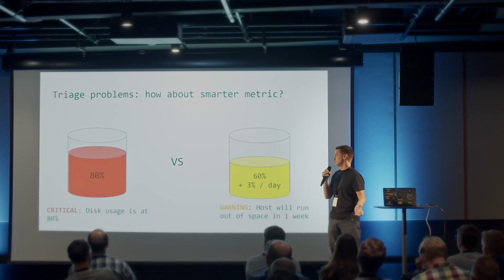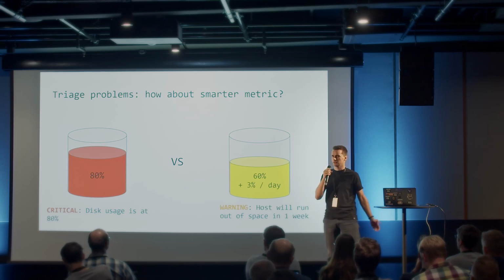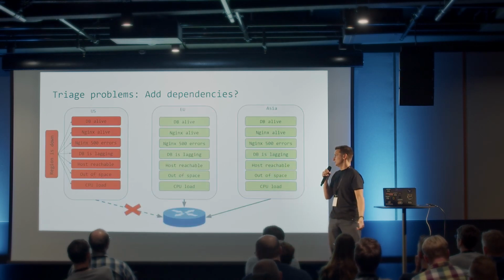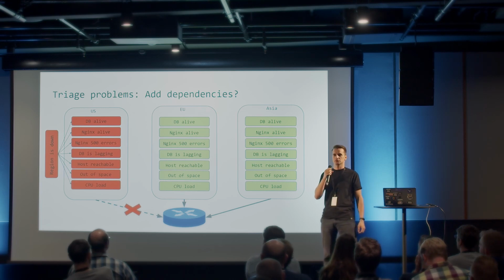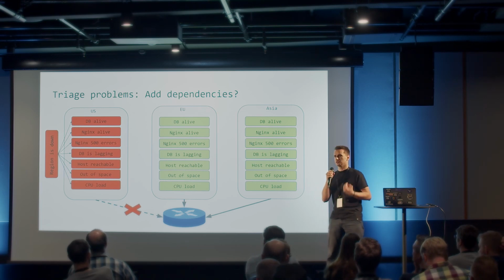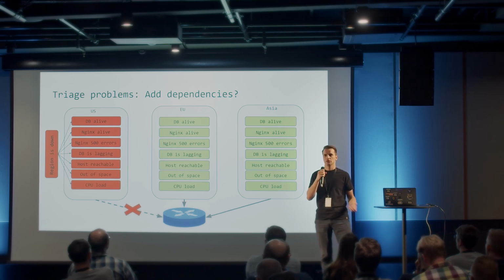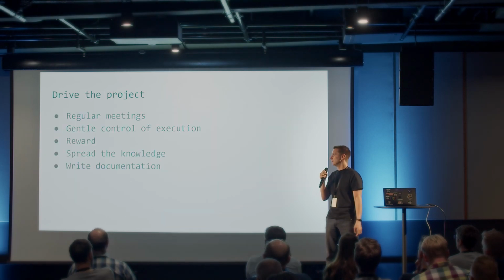Another possible approach is to look at the trend instead of the current data. For example, instead of looking at the current disk usage, look at the trend and raise a warning if it's going to run out of space soon. You may also want to consider adding dependencies to your monitoring. The simplest example, again, is if your region is down, then all the services there are down as well, which makes sense. There are more complicated examples, but anyway.